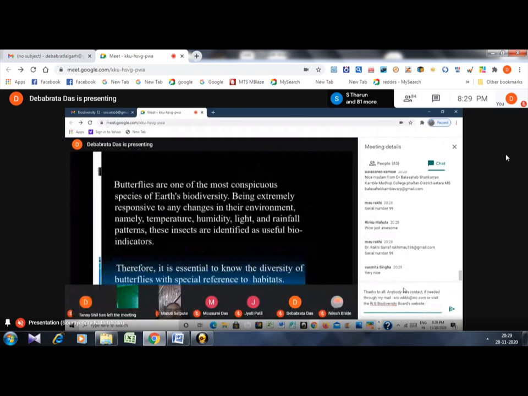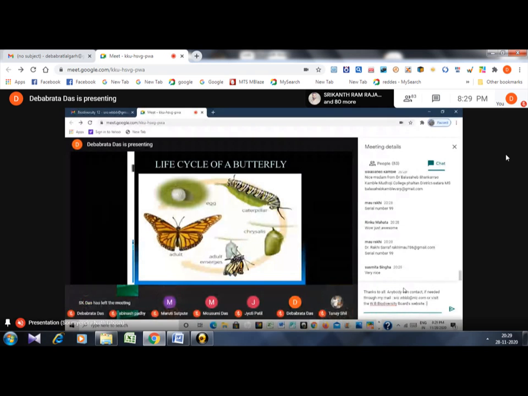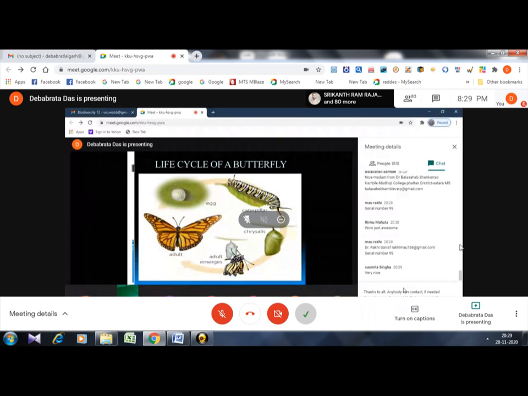So this is a common butterfly. So I have shown here what a butterfly looks like. So it's an evening brown butterfly. Then we come to the life cycle of a butterfly. So the example I have taken here is of a monarch butterfly.